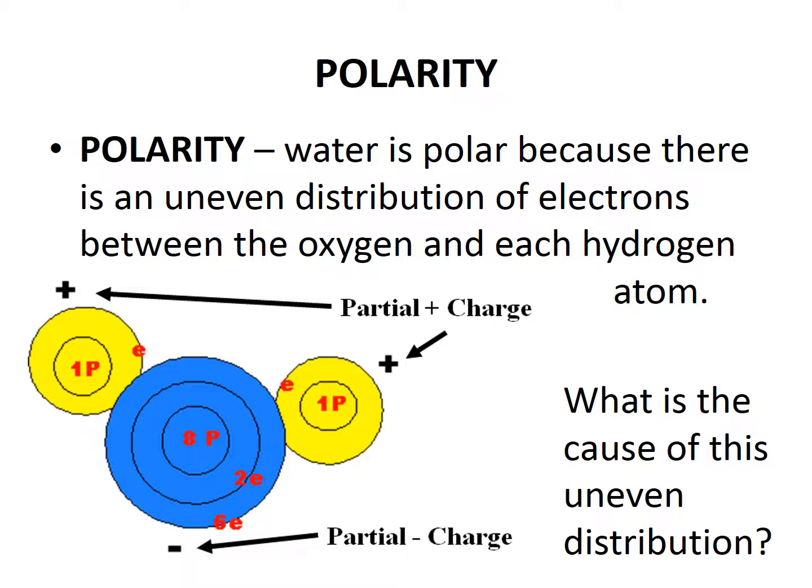So what should you put in your notes for the cause of the uneven distribution of electrons? You should write the following. With its greater positive charge, the oxygen nucleus pulls the shared electrons toward its nucleus and away from the nuclei of each hydrogen atom.